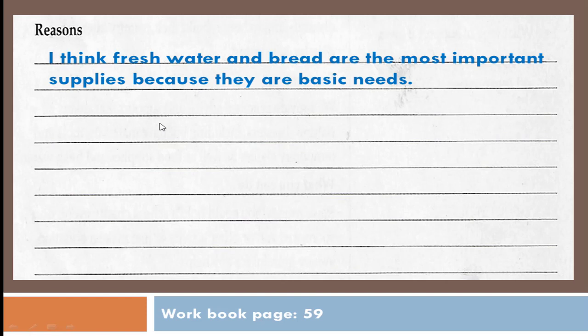And if you would like to write a paragraph, it is better. So as I mentioned here, try to give reasons why you choose this order. As I said, I think fresh water and bread are the most important. Why? Because they are basic needs. You may have another point of view. Write your own ideas, express your own opinion, and tell me.